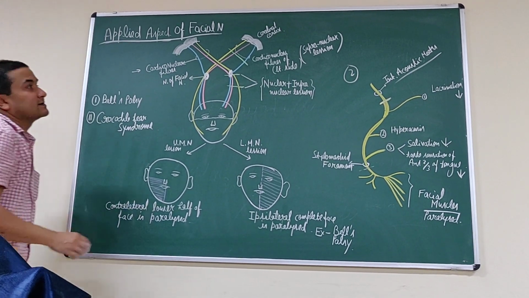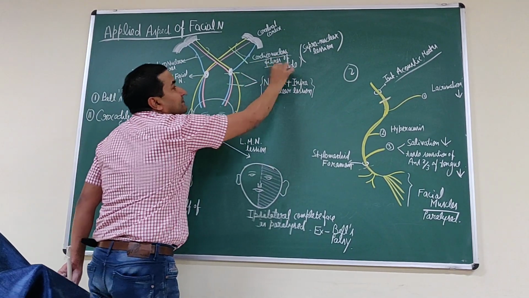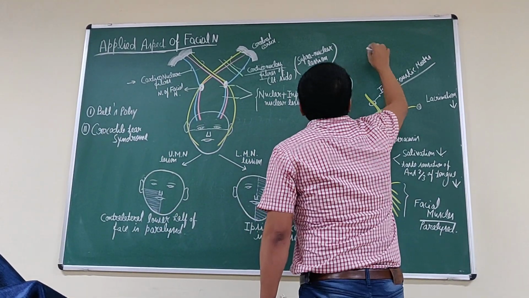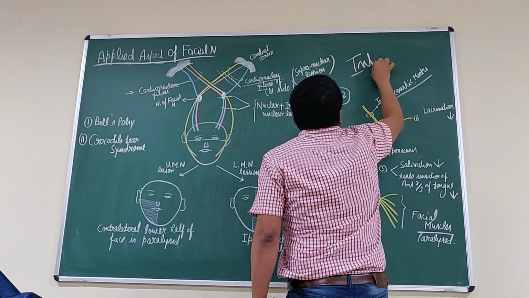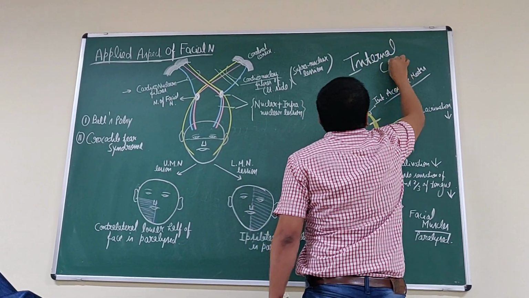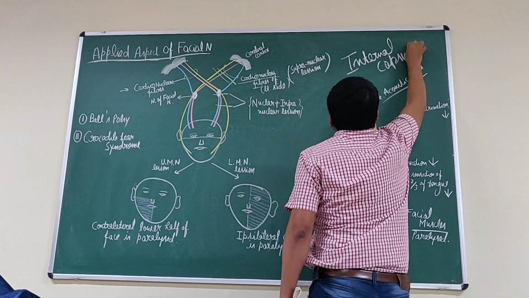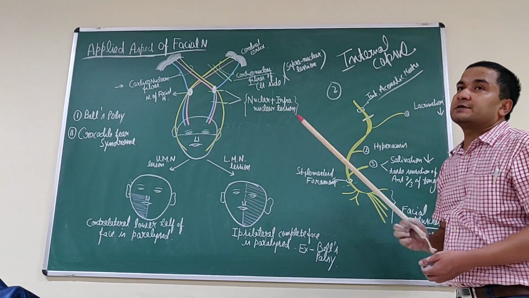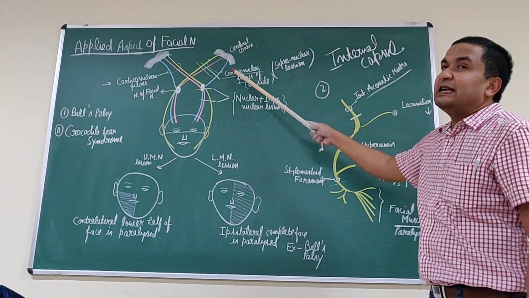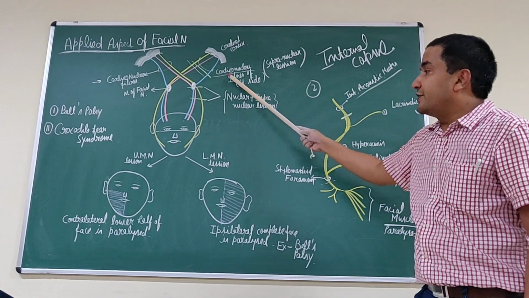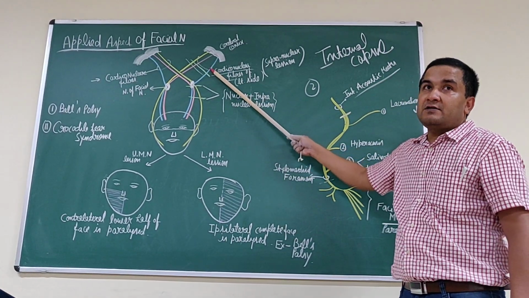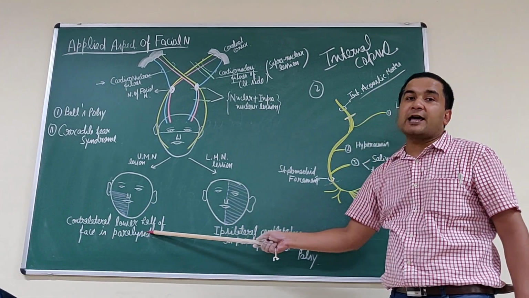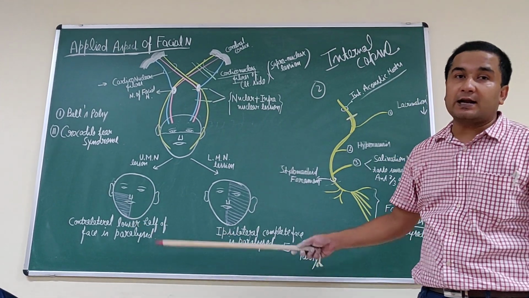Now, if there is a lesion of these corticonuclear fibers, they are damaged. When does it happen? It happens due to injury of the internal capsule. If there is a hemorrhage in the internal capsule, these corticonuclear fibers are affected. If the lesion is on one side, say the left side, then the lower half of the contralateral side of the face is paralyzed.